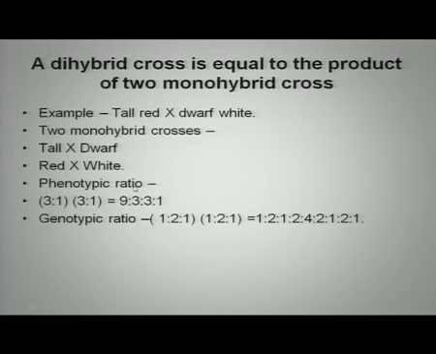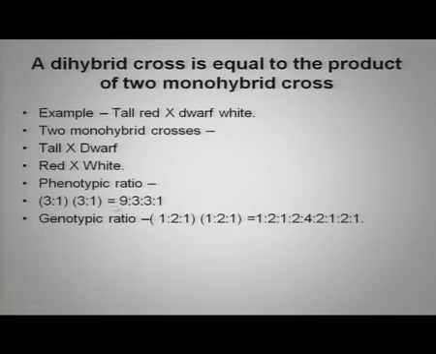As we all know, the phenotypic ratio of a monohybrid cross is 3:1 and the phenotypic ratio of a dihybrid cross is 9:3:3:1. Now, by considering this particular ratio 9:3:3:1, we can prove that it is a product of two monohybrid crosses, that is 3:1 into 3:1.